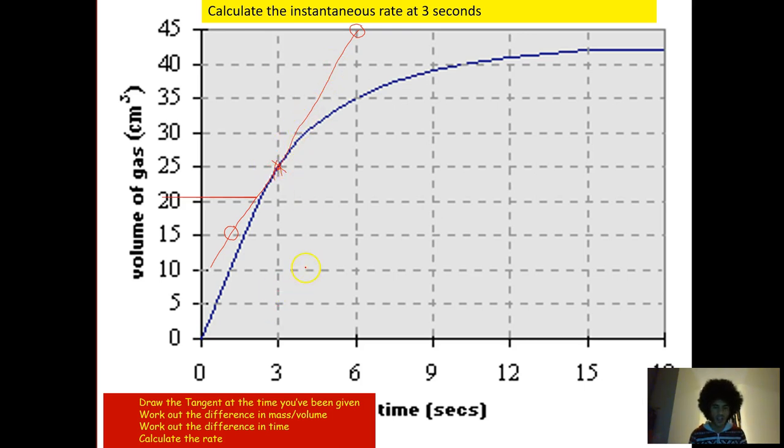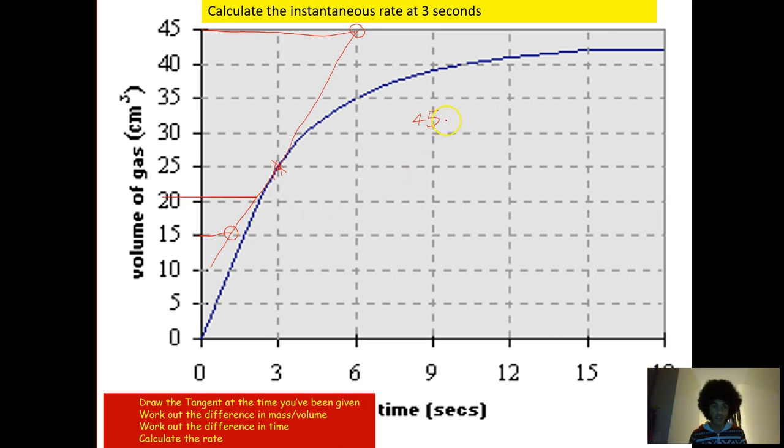So now that I've done that, I need to work out the difference in mass or volume between these 2 different points. So let's start with this point over here. Now this point, if I just draw a line across here, to where that is, you can see it's right up against 45. So I'm just going to write 45 here. All right. Now I also need to check my second point, which is here, and that correlates with 15.